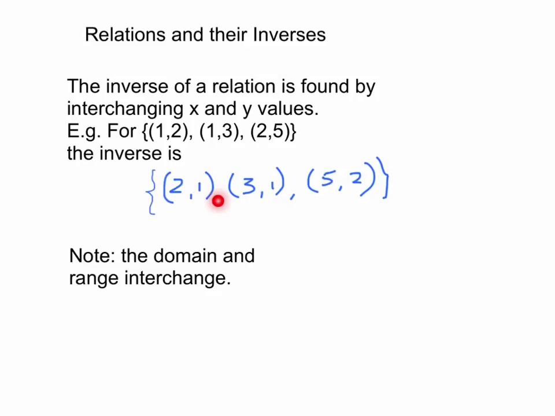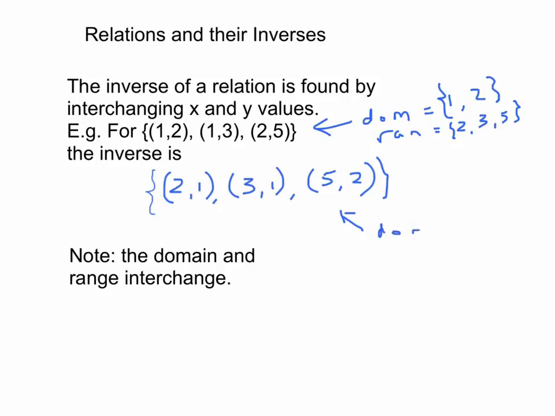Note that when you have the inverses, the domain and range will interchange. In the original relation, the domain was x equals 1 and 2, and the range was y equals 2, 3, and 5. And in the inverse relation, the domain is now 2, 3, and 5, and the range is 1 and 2.